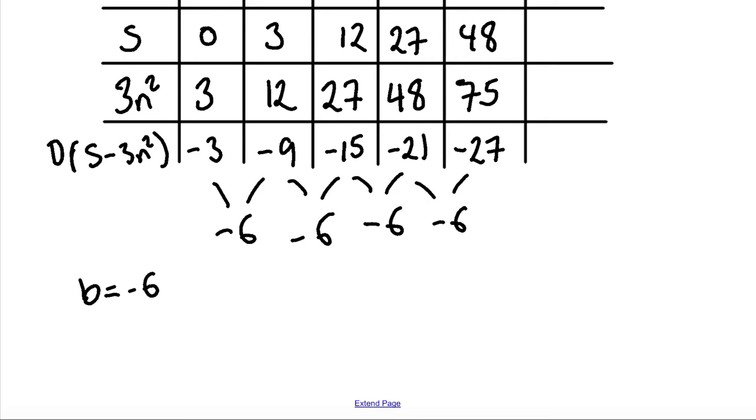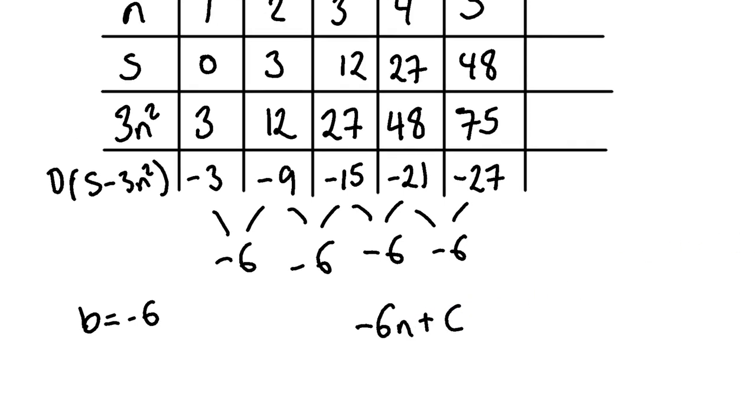Now, as I said to you before, the difference row is in the form of a linear sequence. And we know that b is equal to minus 6. So it can be written as minus 6n plus c. Now, if you look carefully at this table, when n equals 1, the difference is minus 3. So I'm going to substitute 1 into this equation. So minus 6 times 1 plus c. So minus 6 times 1 is minus 6.